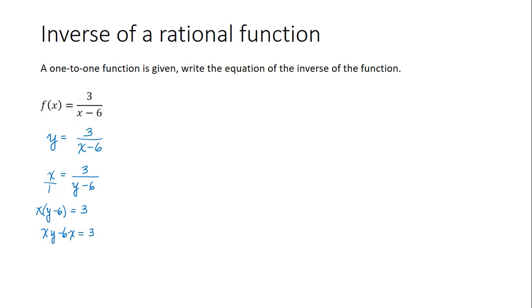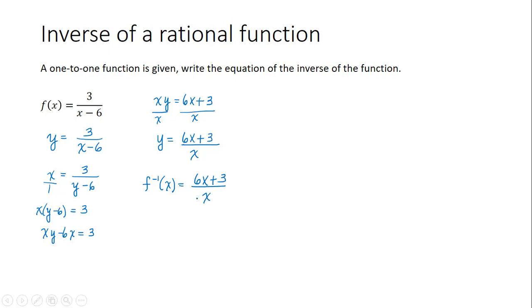To solve for y, we need to get the term with y by itself. So we're going to add 6x to each side. So we get xy equals 6x plus 3. And now to solve for y, we can divide each side by x. So we get y is equal to the expression 6x plus 3, all divided by x. Therefore, this is our inverse function, which we denote by f inverse of x is equal to 6x plus 3, all divided by x.